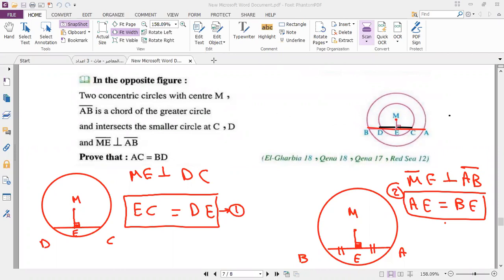If you subtract 2 from 1, AE minus EC is the same as BE minus DE. And when subtracting them, you will find AC equals BD. That's it.